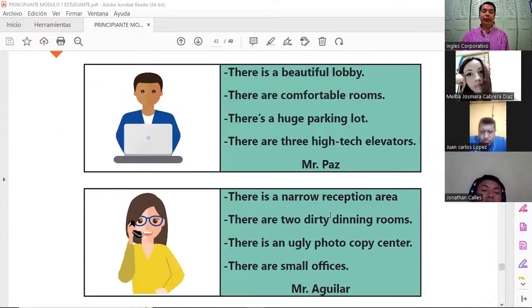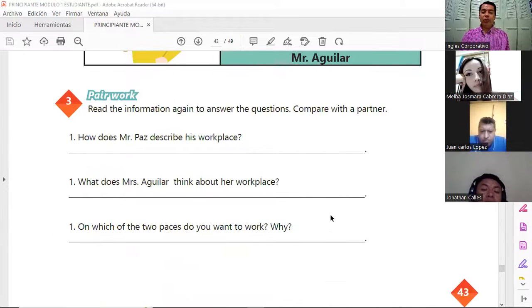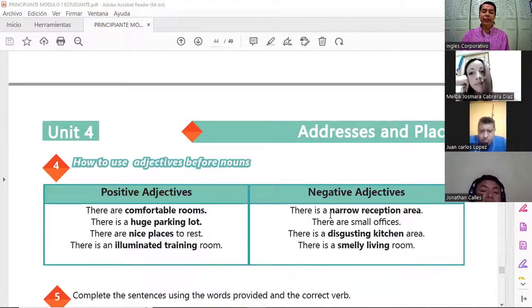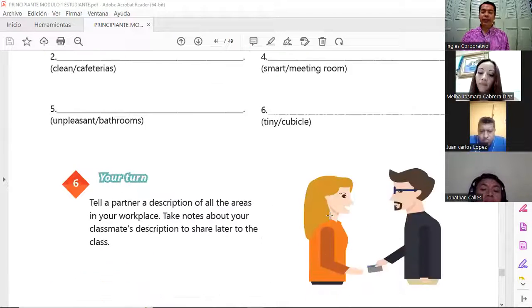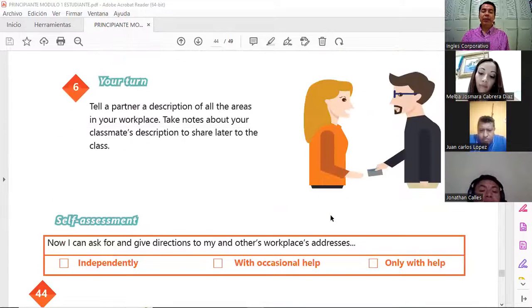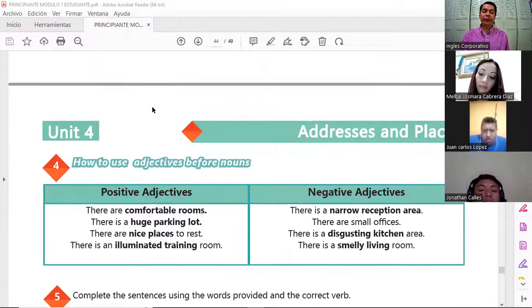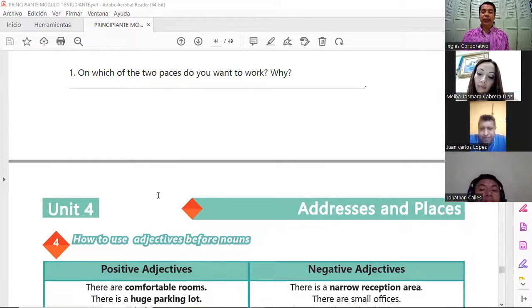Todo esto ya lo hicimos. Ah, aquí está. Page number 43 and 44, right? Mañana al solo comenzar la clase vamos a hacer estas dos páginas. Ya las vimos en la presentación, pero las vamos a hacer juntos, ¿sí? Y ahí terminamos la clase 19 para mañana, ¿sí?